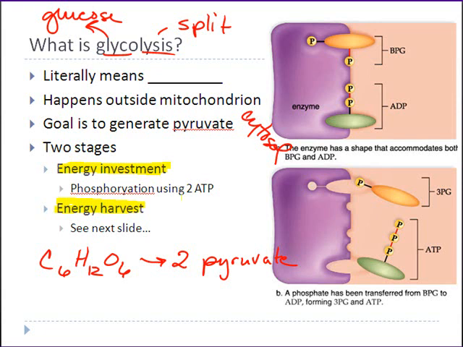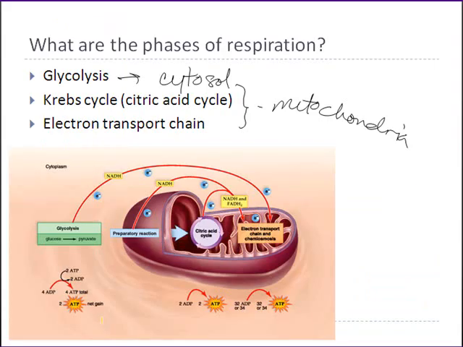The first thing that we need to do to get the ball rolling to split apart glucose into 2 molecules of pyruvate is to phosphorylate the molecule of sugar. Phosphorylate means to add a phosphate group. Simple as that. To phosphorylate means to add a phosphate group.